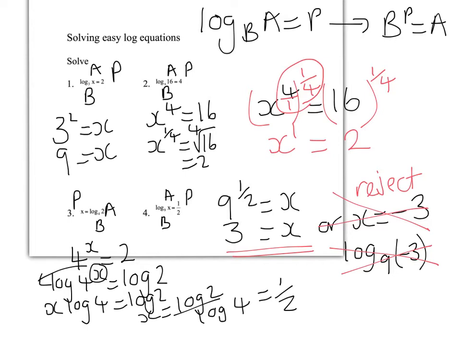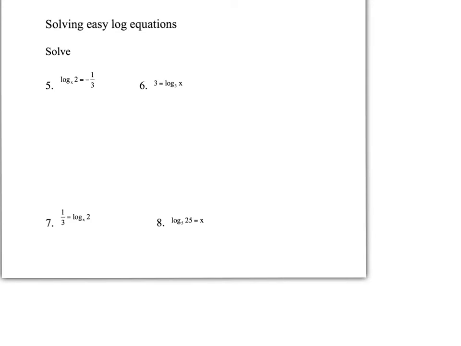Right, I've done 4. All I've done is I've gone from log_b(a) = p into this form. You try 4 on the next page. Okay, let's check your answers. I'll try and do it as fast as I can.